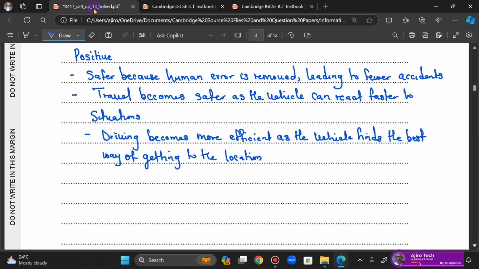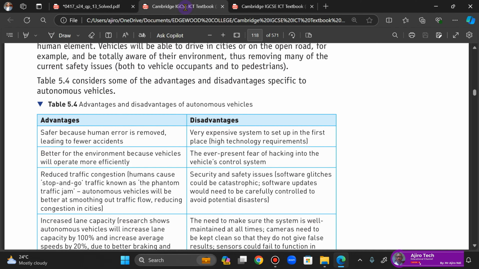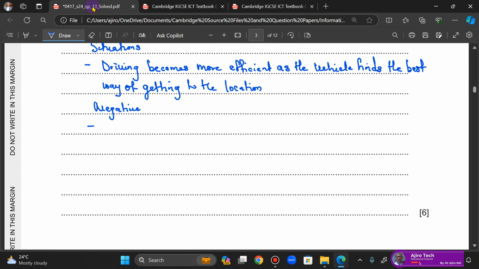Okay, so let's talk about the negative. I've talked about 3. Let's talk about the negative. The fact here is that it is very expensive to set up, and it is very expensive to maintain.